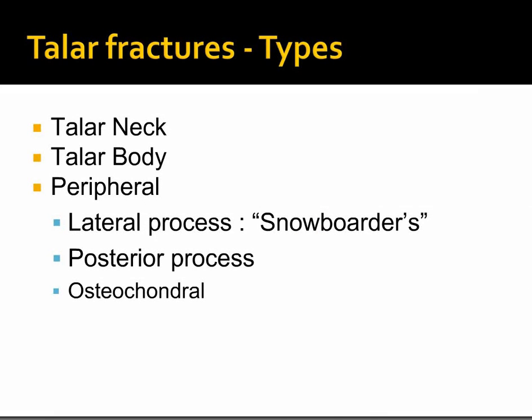So the different types of talar fractures consist of neck fractures, body fractures, and what I term peripheral fractures. Peripheral fractures can be divided into lateral process fractures, or the snowboarder's fractures, posterior process fractures, and also osteochondral lesions. Now, osteochondral lesions will be covered by one of my colleagues today.